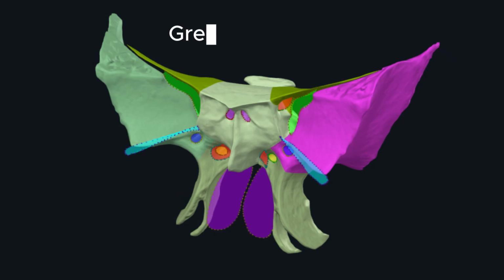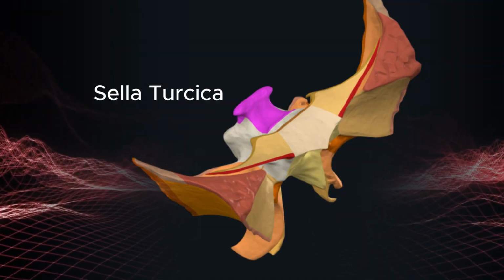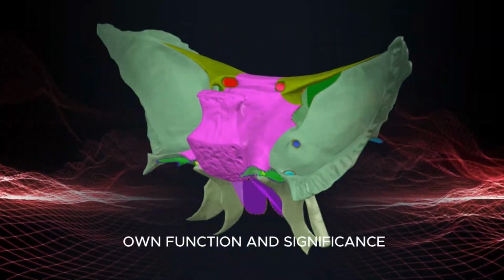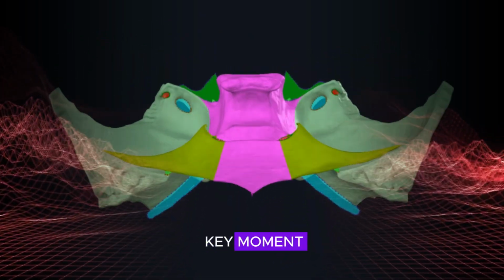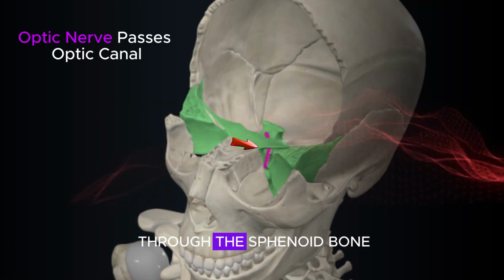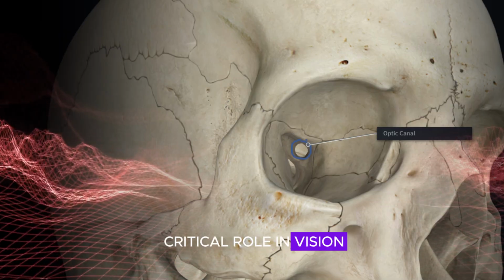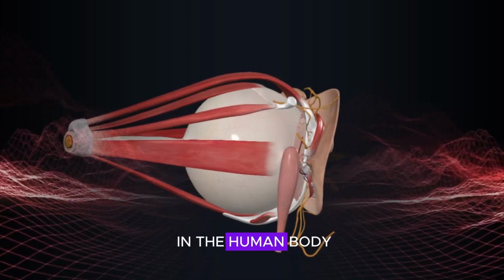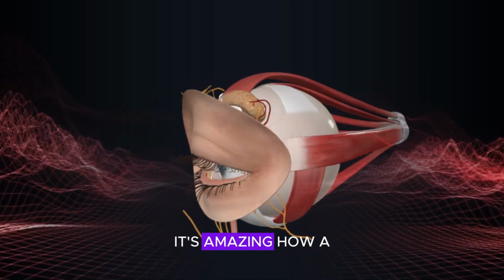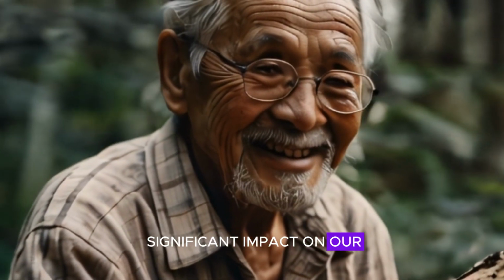From the body to the greater and lesser wings, pterygoid processes, and the sella turcica, each part has its own function and significance. But here comes the key moment: the optic canal passing through the sphenoid bone. This canal plays a critical role in vision, highlighting the bone's unique and essential function in the human body. It's amazing how a small part of this bone can have such a significant impact on our ability to see.